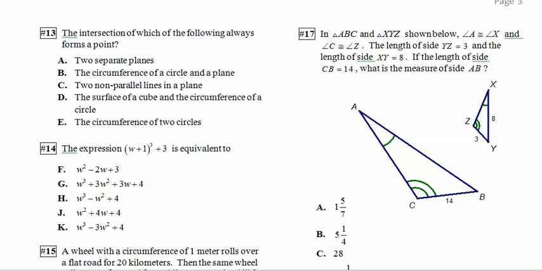Intersection of which of the following always forms a point? Two separate planes? Nope, they can form a line or nothing. Circumference of a circle and a plane? No, they could form a circumference, or 2 points, or 1 point. Good word to underline. 2 non-parallel lines in a plane. Yep. As long as they're not parallel, they'll form a point, and they're in a plane. Surface of a cube and circumference of a circle. No. Circumference of 2 circles. Maybe, but no, not necessarily. So C is the answer.